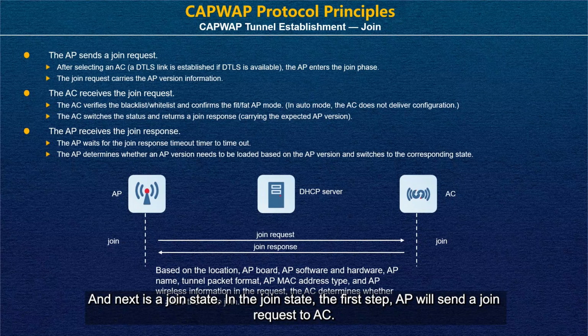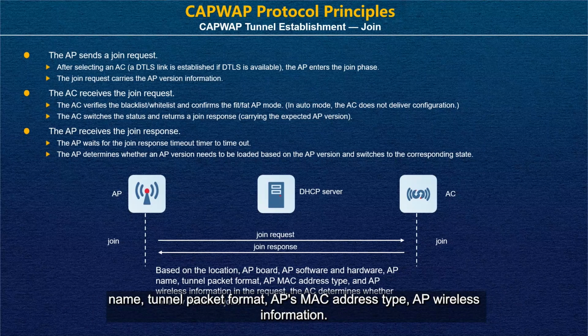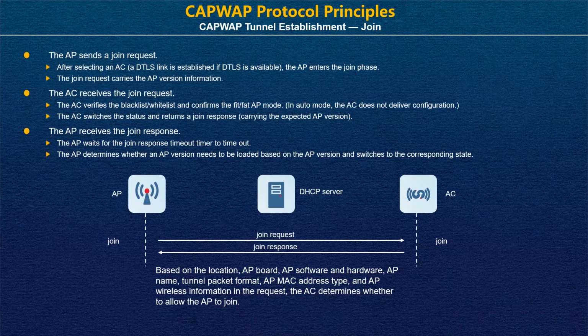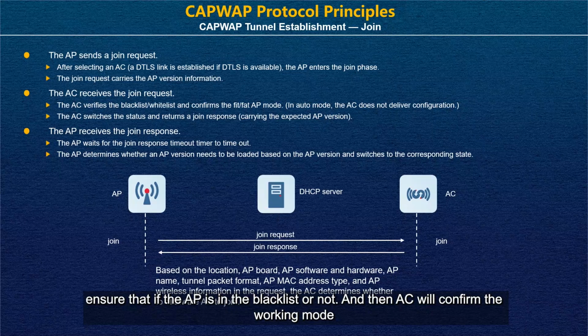Okay, next is the join state. At the join state, first the AP will send a join request to the AC. And in the join request message, it carries the AP board, AP software, hardware information, AP's name, kernel packet format, AP's MAC address type, and AP wireless information. And after receiving all these messages, the AC will first verify the blacklist and whitelist to ensure whether the AP is in the blacklist or not, right?